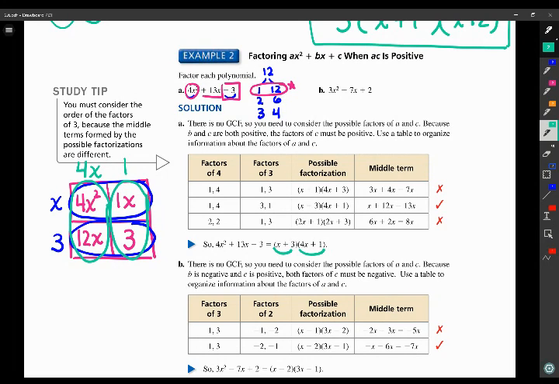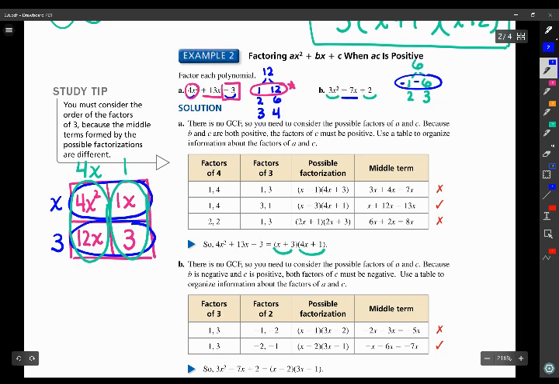If I look at B, same idea. Do I have a greatest common factor? Is there a number that goes into 3, 7, and 2 evenly besides 1? There's not. So I go 3 times 2, which is 6. Factors of 6 are 1 and 6, or 2 and 3. And I'm looking for a pair that's going to add or subtract to give me 7. So 1 and 6 gives me 7, but I need it to be a negative 7. The only way to get a negative 7 is if both of those are negative.